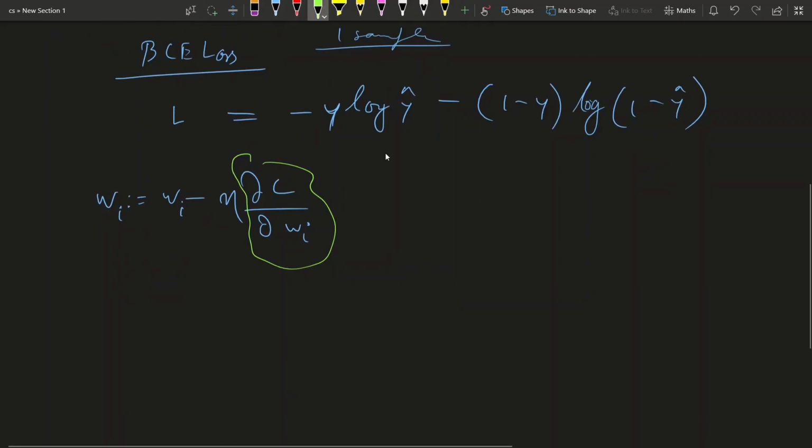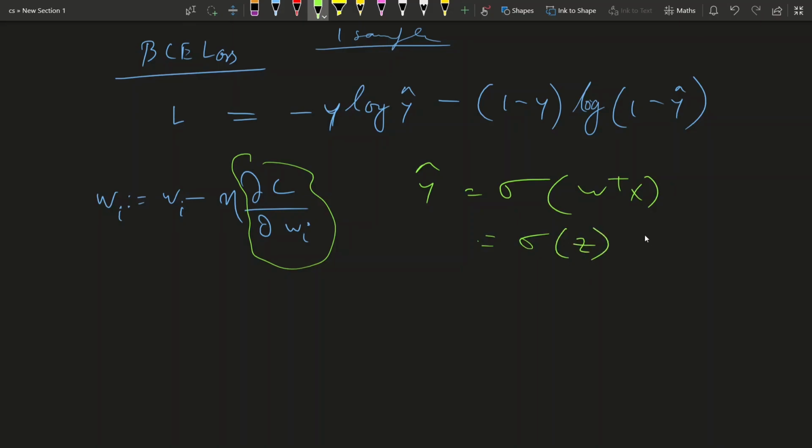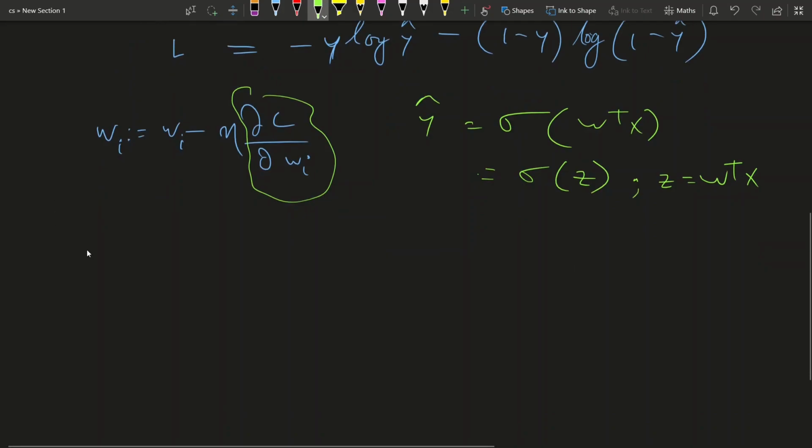All right. So y hat, let me just remind you, y hat is nothing but sigmoid of W transpose X, right? And we will write this in this way, like sigmoid of Z, where Z is W transpose X, right? Now we are good to go. So del L by del Z. We'll first compute the derivative of the loss function with respect to Z first.